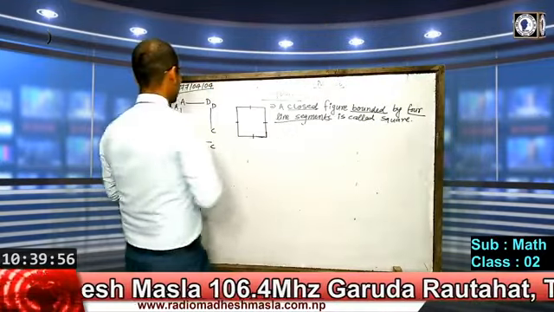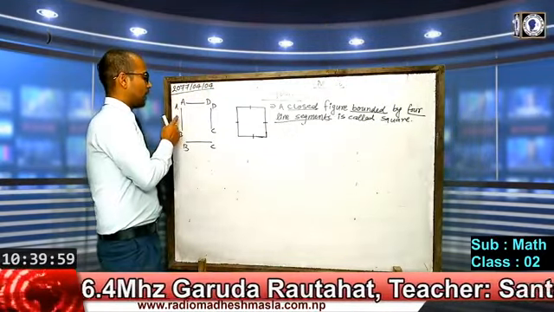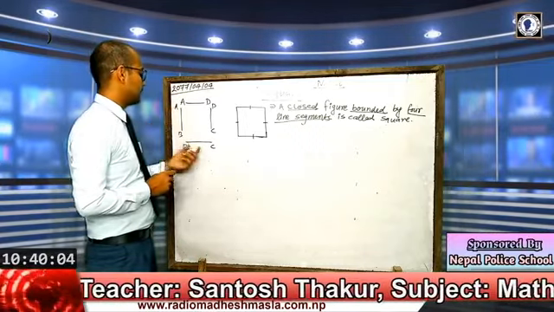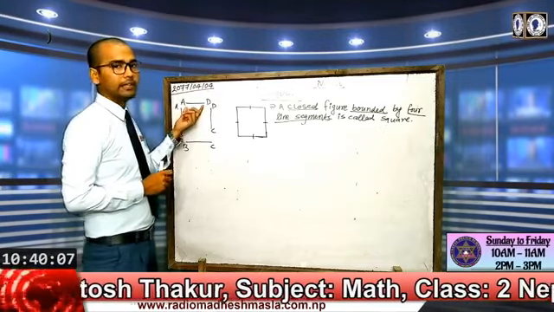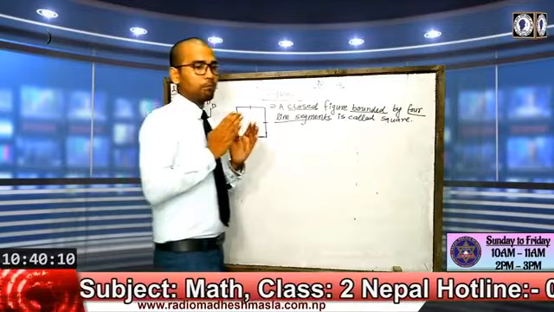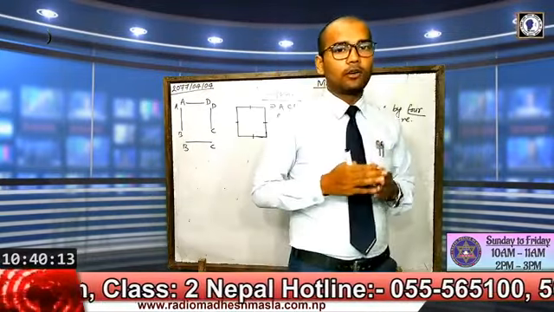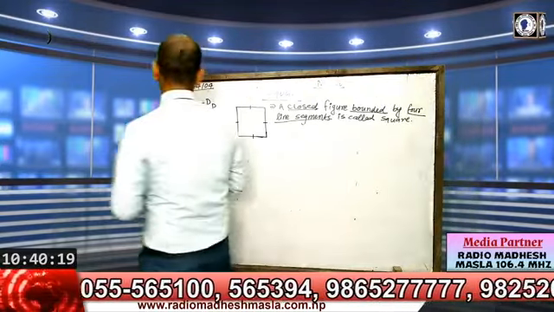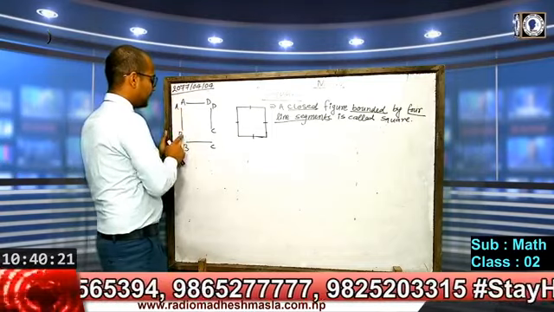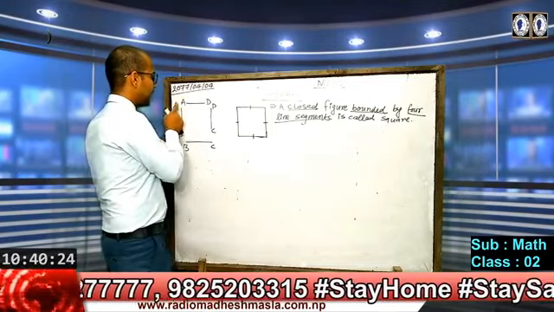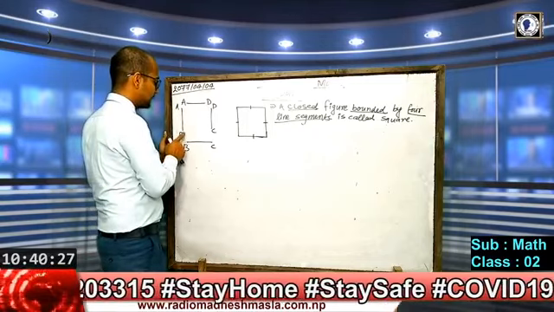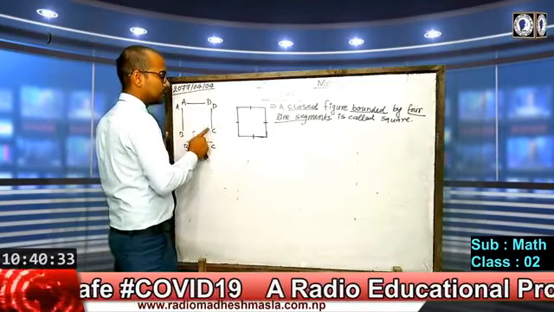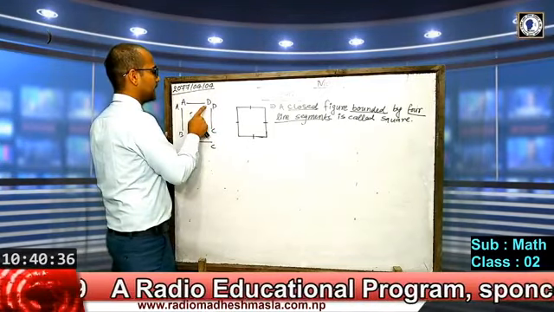Here I have taken 4 line segments, naming them line segment AB, BC, CD, and AD. Students, one point from the 2 lines should be common. Here in lines AB and AD, A is common. In the same way in AB and BC, B is common. In BC and CD, C is common. In AD and CD, D is common.